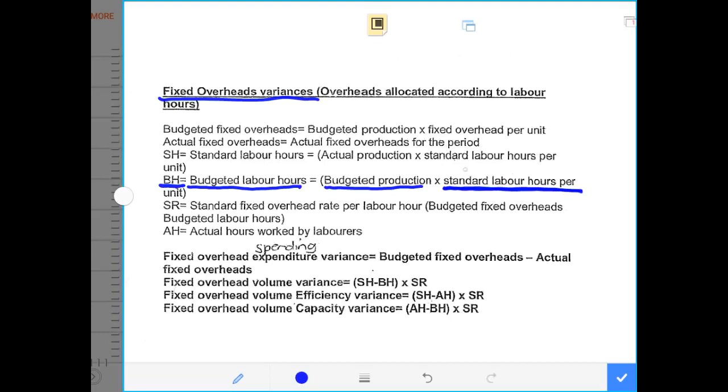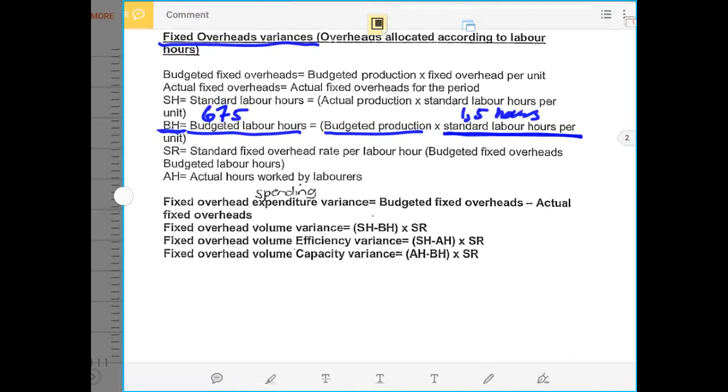We know that our standard labor hours is 1.5 hours, which is the number of hours it takes to complete 1 unit. Not per hour, 1.5 hours. And we are looking for the budgeted production. So in this case, we have to substitute our budgeted hours, which is 675. So now the formula can be simply written like this.